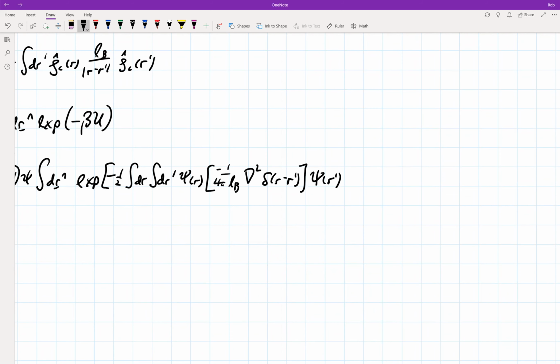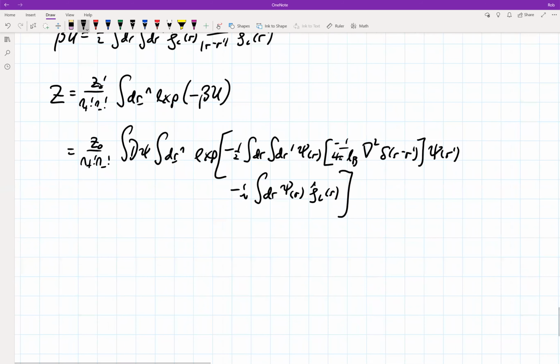And then this is also multiplied by, inside this exponential, we also still have minus i integral dr psi of r rho hat c of r. Right, so that all goes back to this. Let me make that bracket a little bit bigger. So that's all inside that one exponential. Okay, so first let's focus on this term, the one that has the particle coordinates in it.